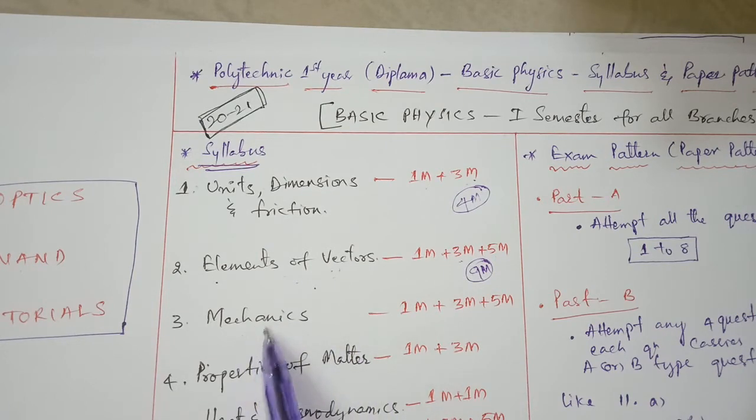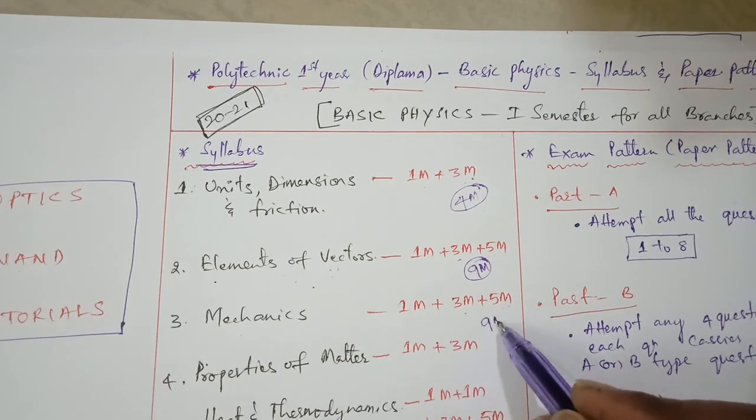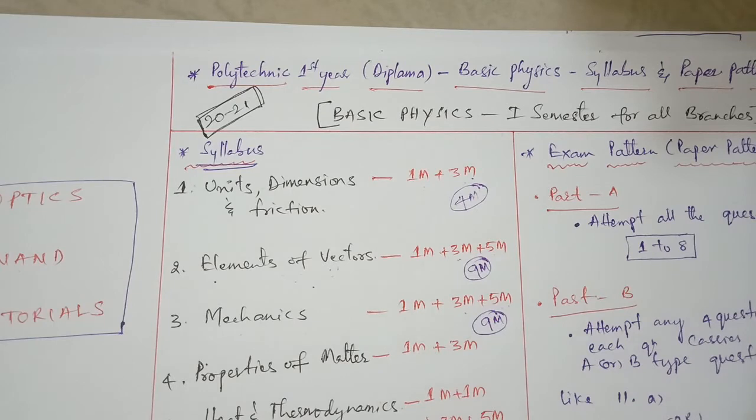This is very important because a 1 mark question will be there, a 3 marks question will be asked, and a 5 marks question will be asked, okay. Total weightage is the same, that is 9 marks, okay.